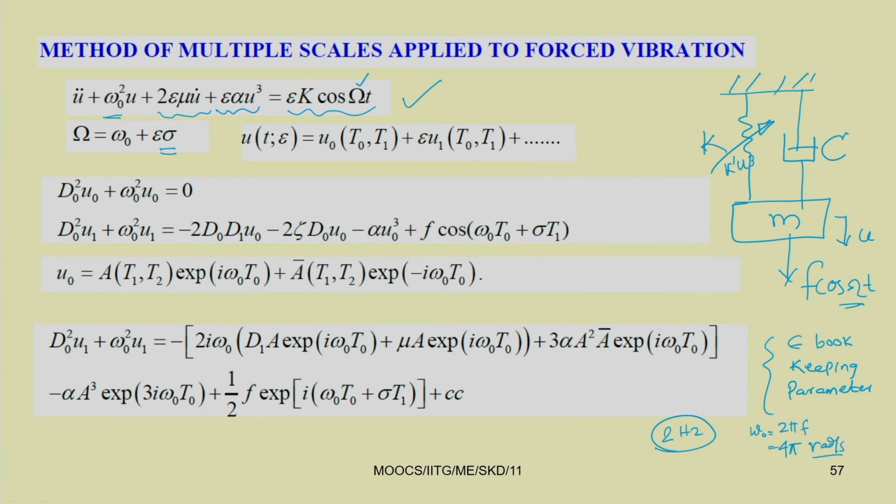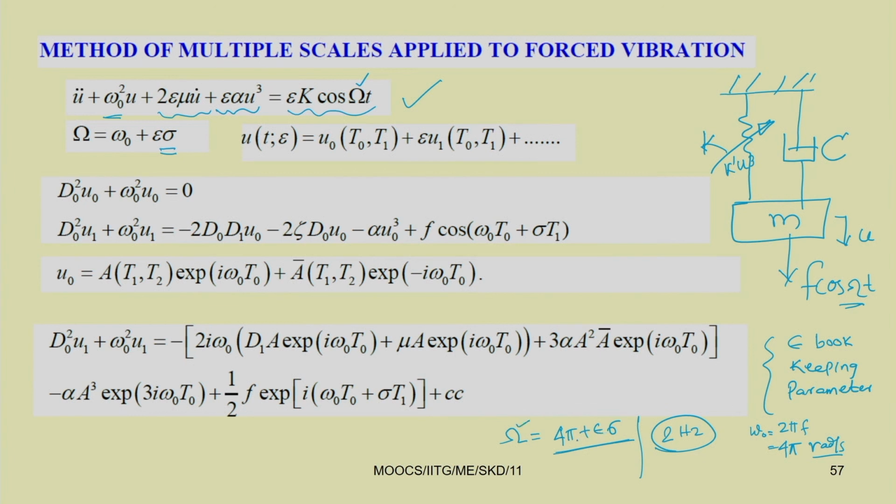If we are taking omega 0 equal to 4 pi radian per second, we are interested to investigate near omega equal to 4 pi plus minus epsilon sigma. Either you write plus minus epsilon sigma where sigma is positive, or you take 4 pi plus epsilon sigma where sigma can take a negative value also. That means near this 4 pi you are interested to study the external frequency.